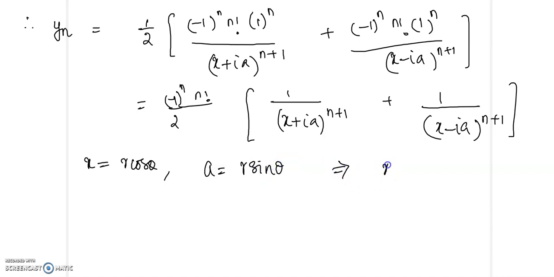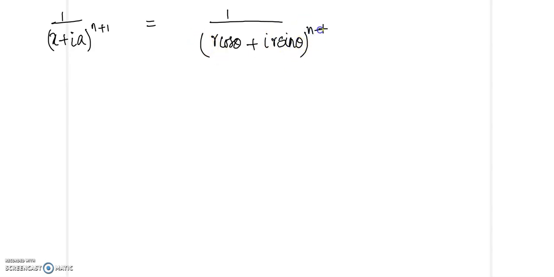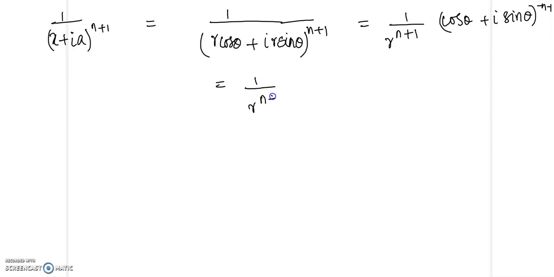Therefore r will be equal to root of x square plus a square, and theta will be equal to tan inverse of a by x. So let me first find the expression for 1 by x plus ia whole raised to n plus 1. For this, x is r cos theta plus I r sin theta whole raised to n plus 1. So this will be 1 by r raised to n plus 1. Now this can be written as cos theta plus I sin theta whole raised to minus n minus 1, with 1 by r raised to n plus 1.